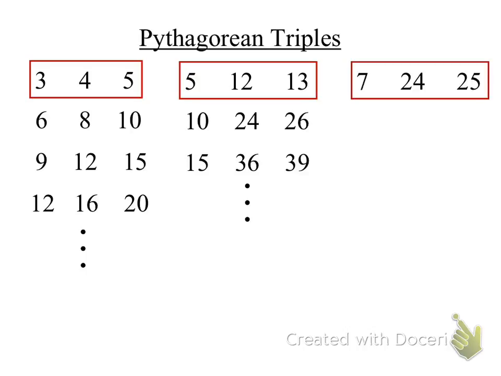There's others too, by the way. 7, 24, 25, double it, triple it, quadruple it. These are all Pythagorean triples. And you know, these numbers come up all the time in math. They're like patterns that they'll keep using in all the math books. Do you understand what I'm talking about with the Pythagorean triples?